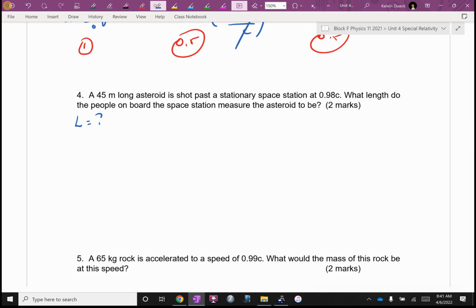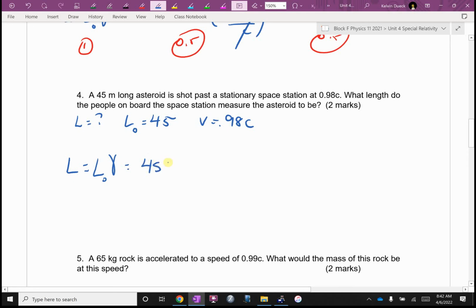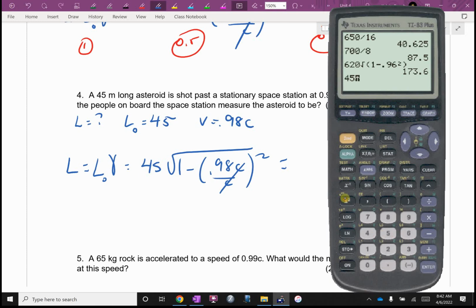So I think that 45 is again L0. It's the original length. And the speed is 0.98c. So it's going to be L equals L0 times the square root function. It's going to be 45 times the square root of 1 minus 0.98c over c all squared. Did you all get 8.95?